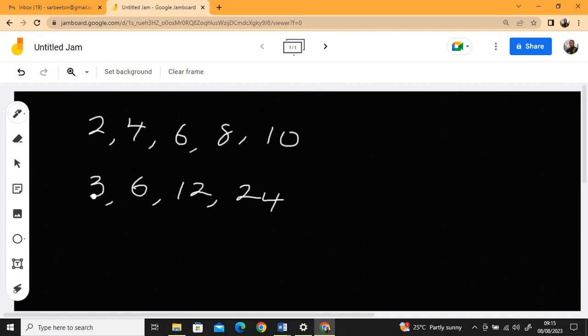Look at the second one. This is also a sequence of numbers. This is 3. You multiply it by 2. 3 times 2 gave 6. 6 times 2 gave 12. 12 times 2 gave 24. So that is what sequence is talking about.